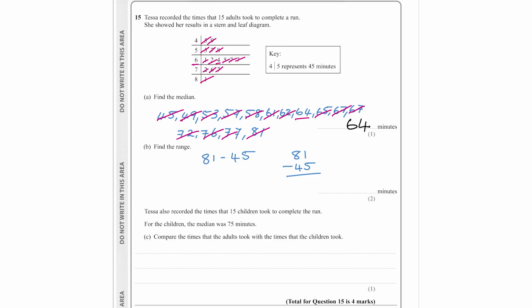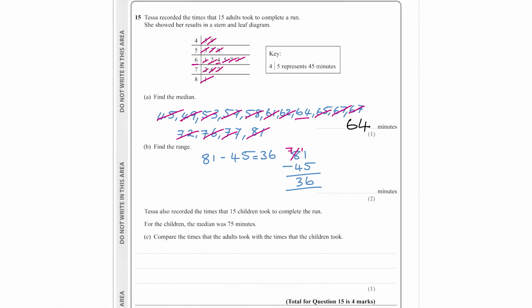1 minus 5 you can't do, so we're going to borrow 1 from there, turn that to a 7. So we have 11 minus 5. That's 6. 7 minus 4, that's 3.